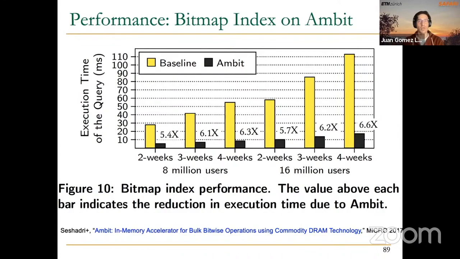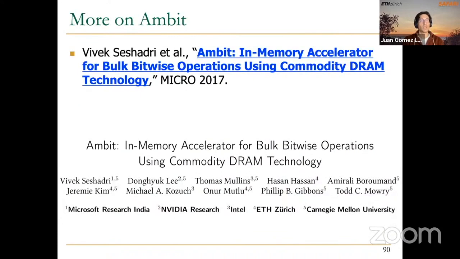It's essentially the bitwise operations that the bitmap index application requires. But in the end, there is still some computation that is being done in the CPU. Even so, I believe that a 6.6 times performance improvement is actually very good and very interesting. And this is the paper, also very recommended reading.